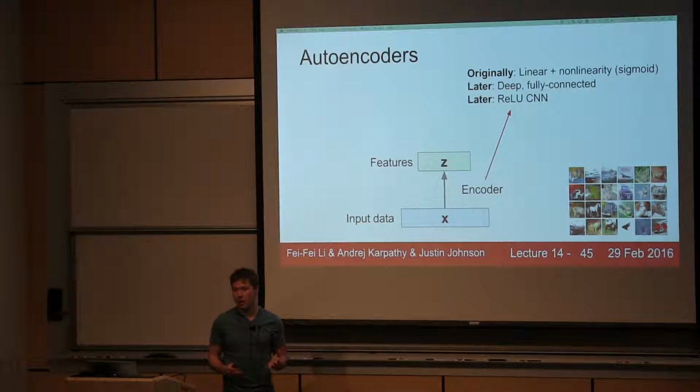This encoder network could be something very complicated. For something like PCA, it's just a simple linear transform. But in general, this might be a fully connected network. Originally, maybe 5 or 10 years ago, this was often a single layer fully connected network with sigmoid units. Now it's often a deep network with ReLU units. And this could also be something like a convolutional network.